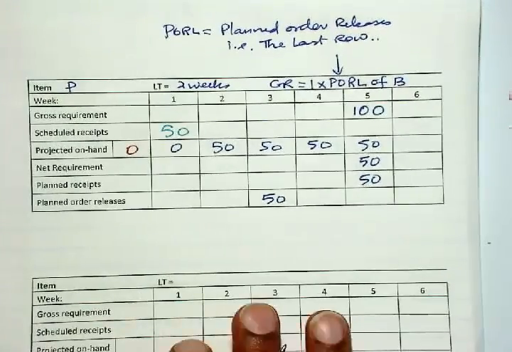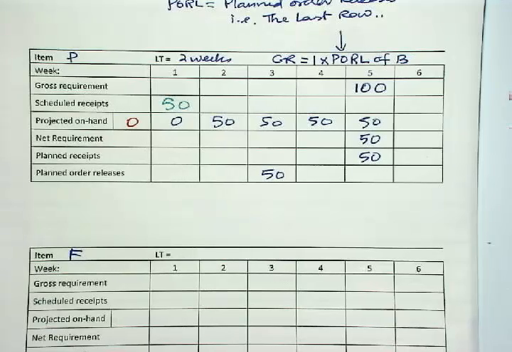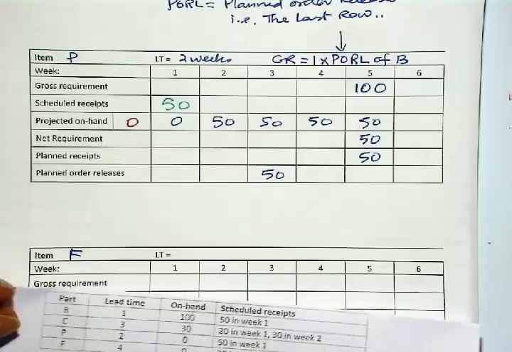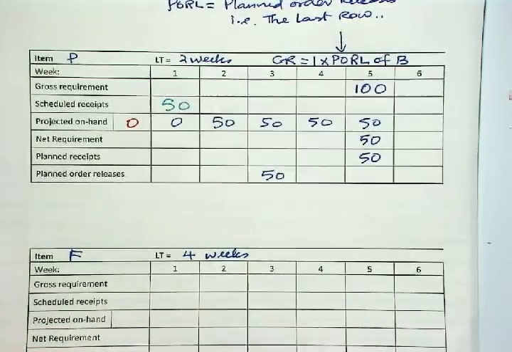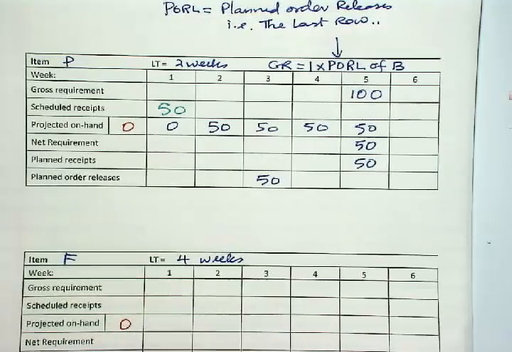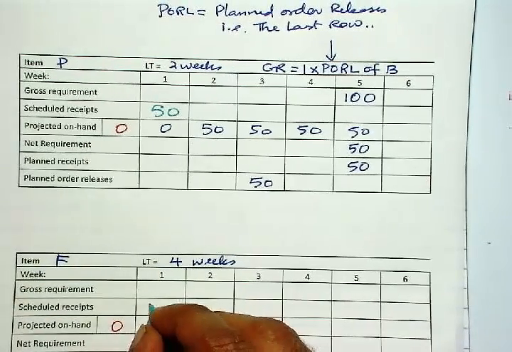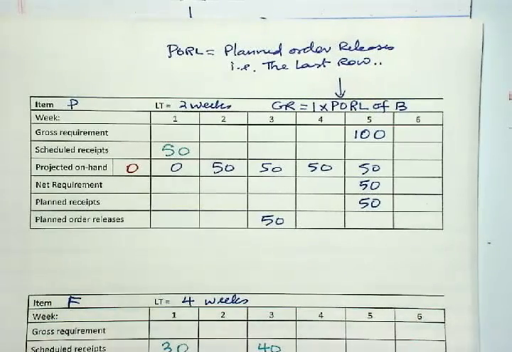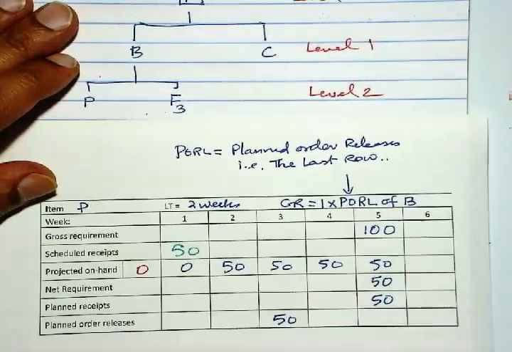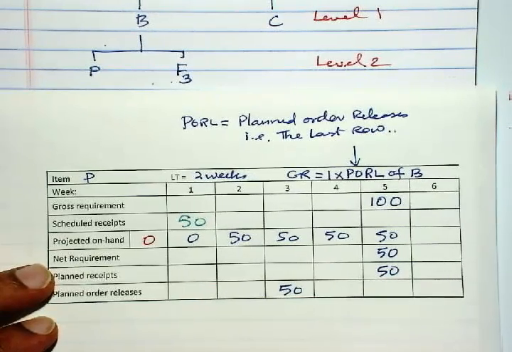Okay. Now last item is F, item F, and the data for F, so lead time is 4 weeks. Okay, nothing on hand, and we have 30 in week 1 and 40 in week 3. So that's what's coming in, scheduled receipt. Now gross requirement is 3 times planned order release of B.